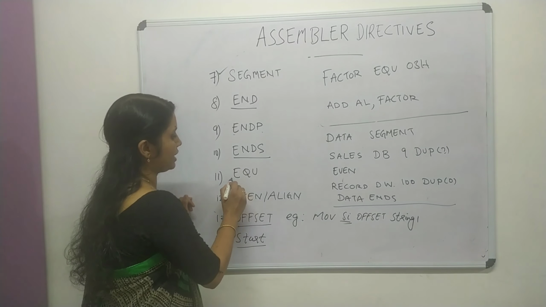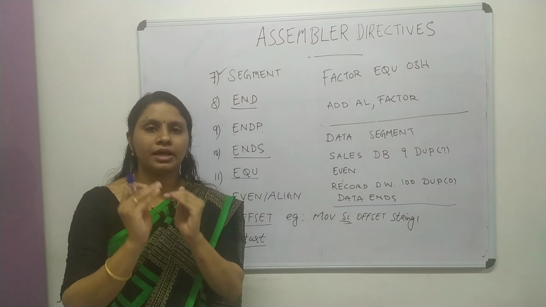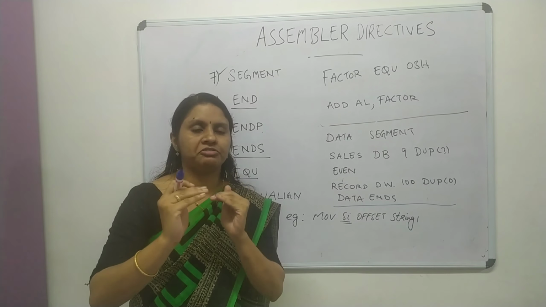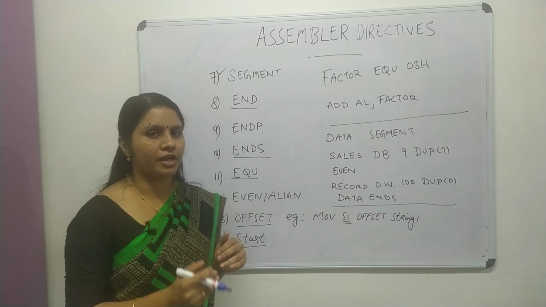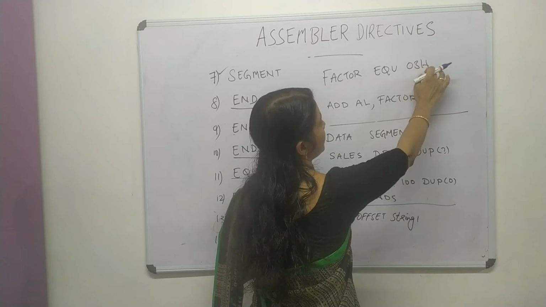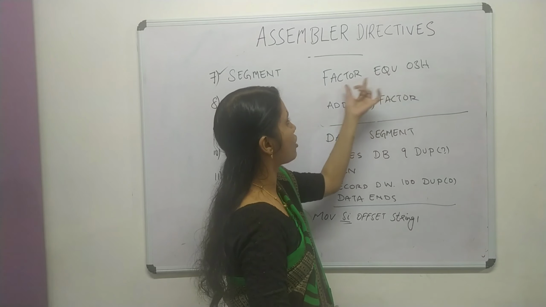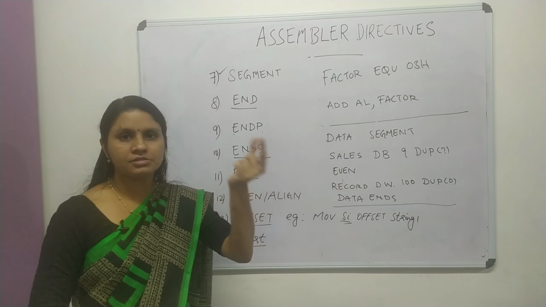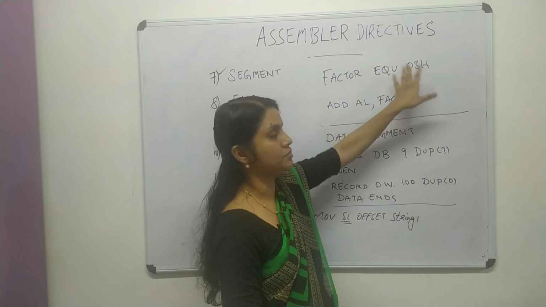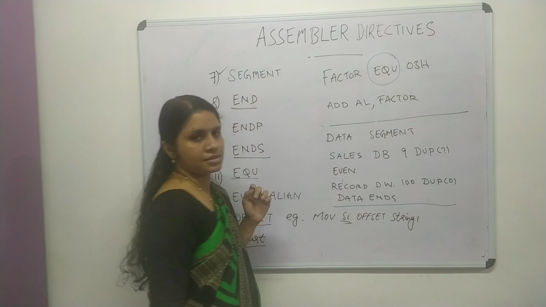Next is EQU, the assembler directive EQU. EQU will tell the assembler to define a constant. See this example, factor EQU 03H. The name of the constant is factor, and it has a value 03H. So EQU is used to define a constant.